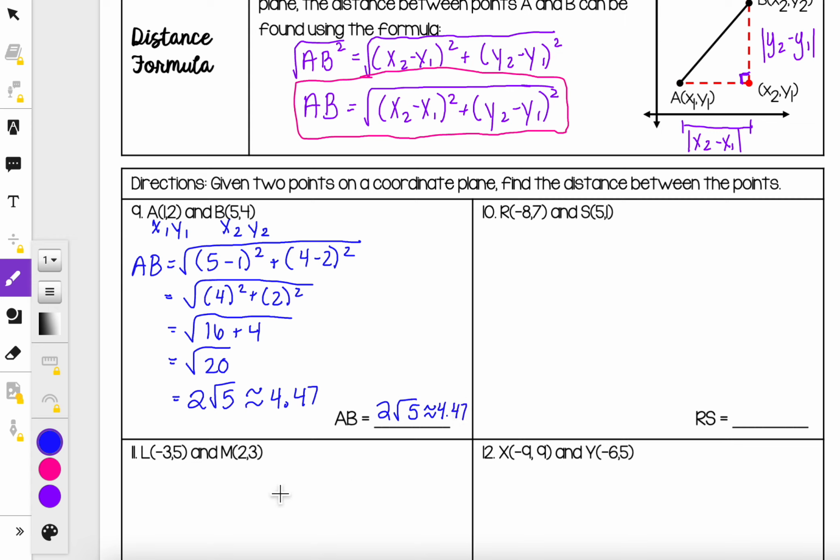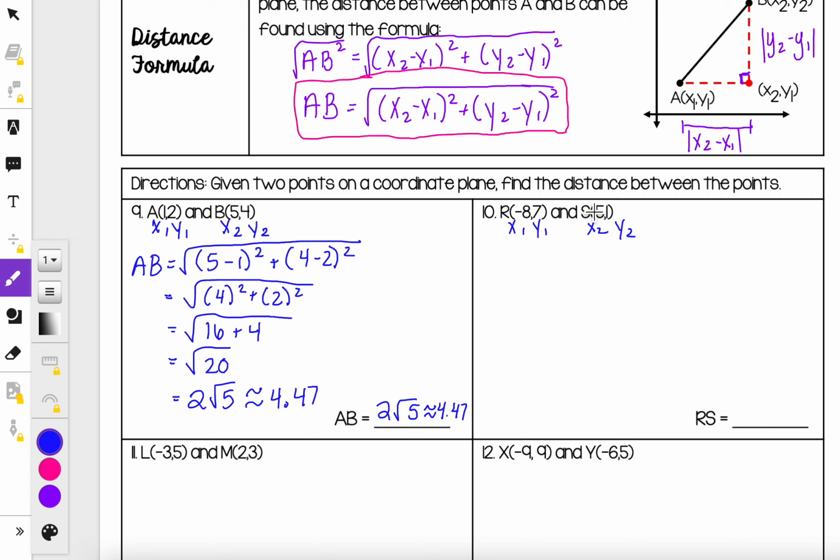So it depends on your teacher how your answers are supposed to be written, either in a radical form, a simplified radical form, or in a decimal. So these do take a lot of practice. There's a lot of room for error in these problems, so we want to take these slow.